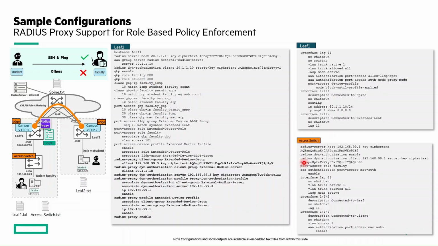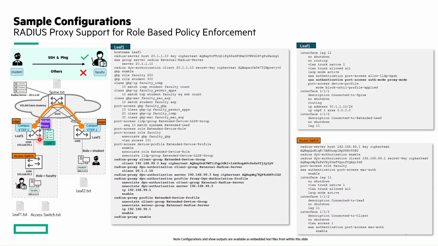Next, we will see the configuration for the connectivity between the access switch and the edge switch, the radius proxy switch. It's not like any access switch can act as a client for the radius proxy switch. It has to be onboarded securely. So for that purpose, we'll be using device profile to onboard the access switch in the radius proxy switch.